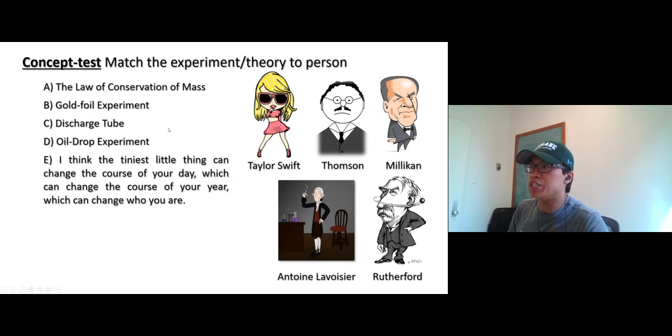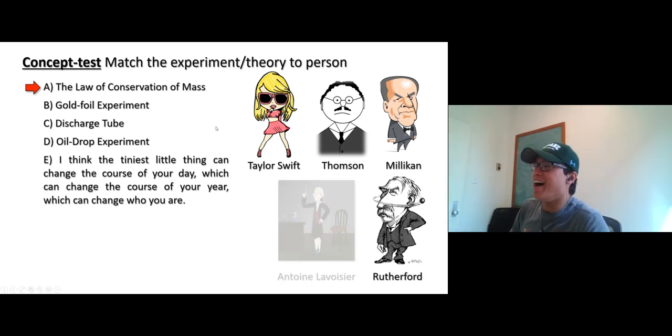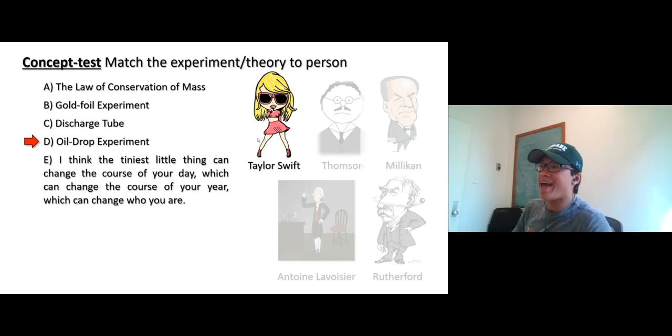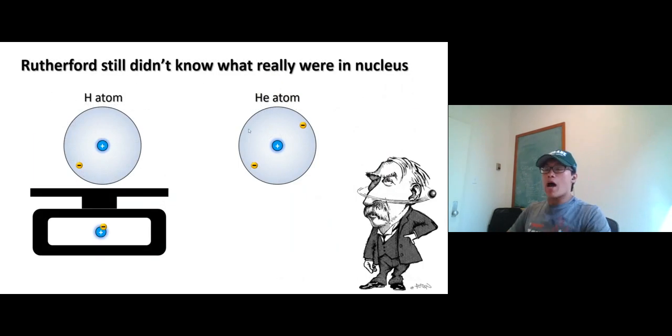What else? Match the experiment and theory to a person. The first one, the law of conservation of mass. Who discovered that? Antoine Lavoisier. Who did the gold foil experiment? Ernest Rutherford. Good. And who did the discharge tube? J.J. Thomson, discovery of the electron. And the oil drop experiment, that's Robert Millikan. And the last one, you know. All right, going further.